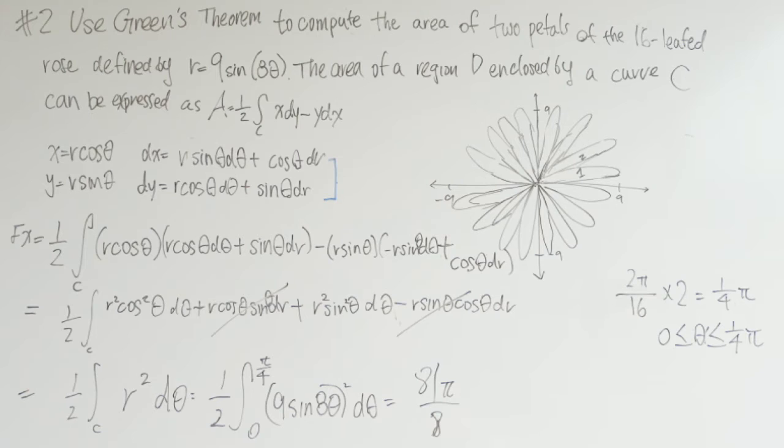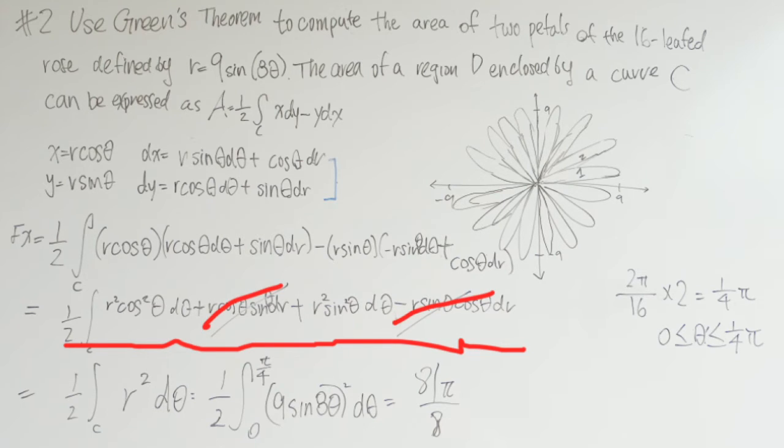And if you simplify, it becomes half integral r squared cosine squared theta d theta plus r cosine theta sine theta dr, plus r squared sine squared theta d theta minus r sine theta cosine theta dr. So these two things cancel out, and because cosine squared theta plus sine squared theta is only 1, it ultimately becomes half integral r squared d theta.